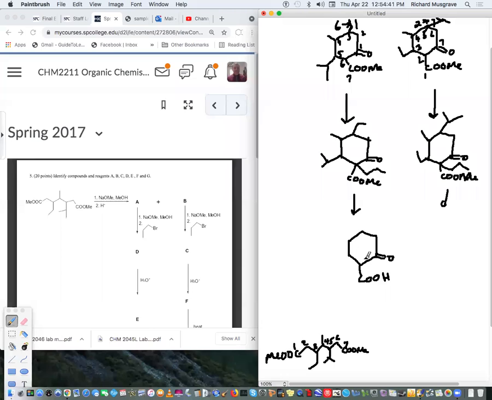So the next one is the conversion to the carboxylic acid. And then the last part is the removal of the carboxylic acid group. Everything else stays the same.